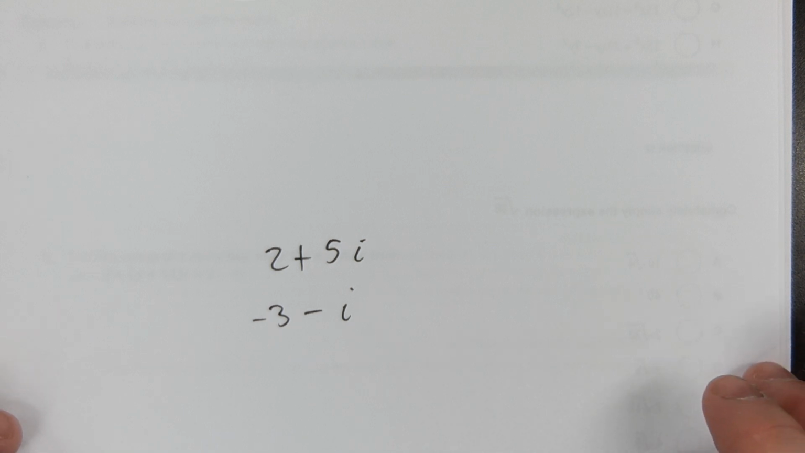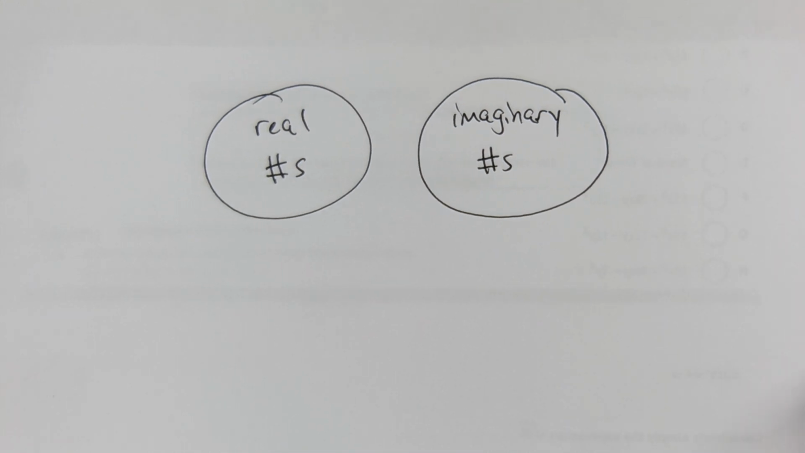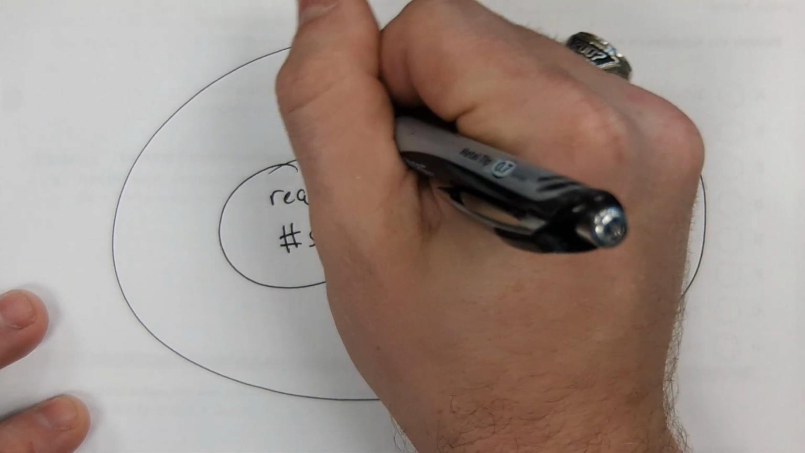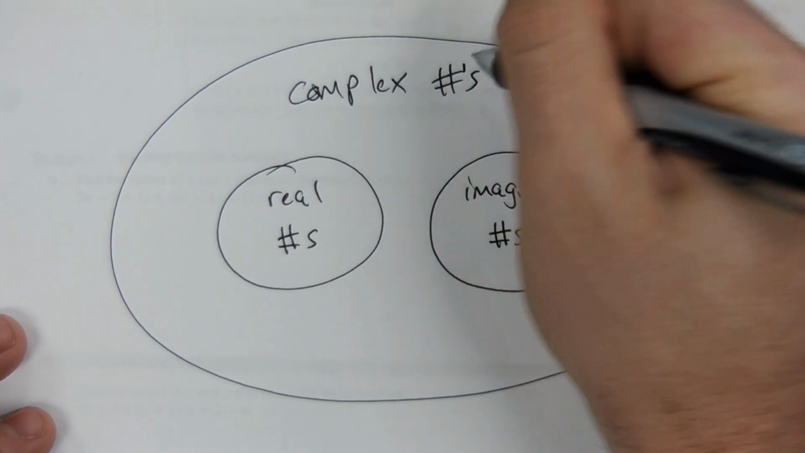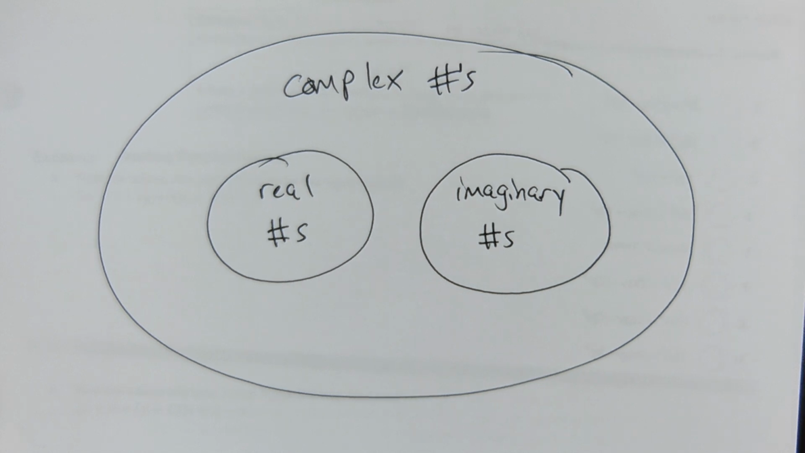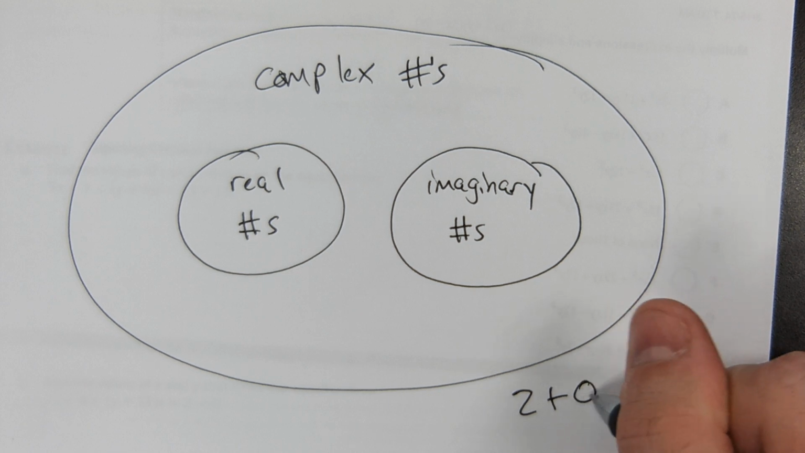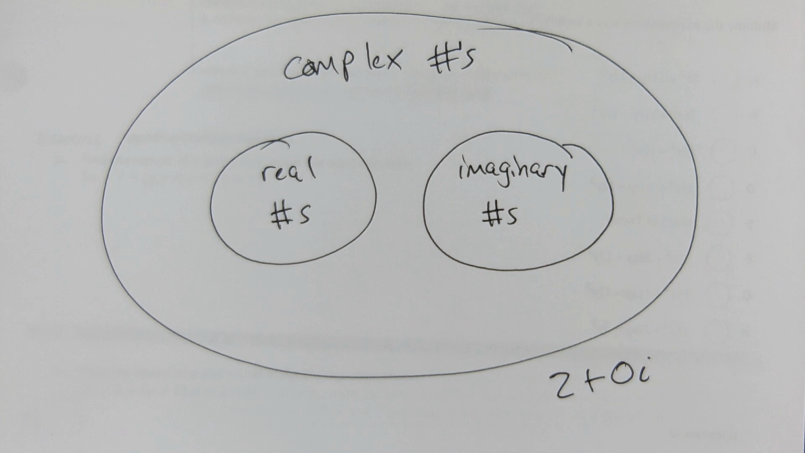You ready for that mind bomb? Yes. Boom. Every number in the universe is a complex number. So every real number is a complex number. Let's take the number 2, for example. Let me show you that 2 is a complex number. There, 2 plus 0i, a complex number. Its real component is 2 and its imaginary component is 0.